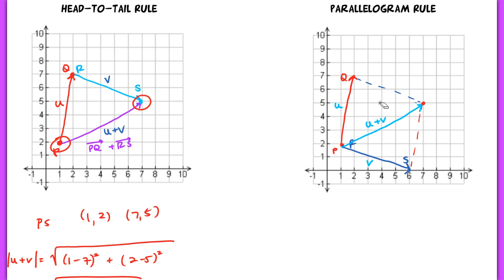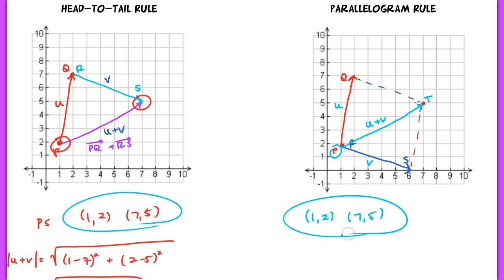Now, if we are going to calculate the magnitude of u plus v here, I would use the initial point P and the endpoint here. Let's call that T. I don't know why I'm calling it T, but I am. So I want to take points P and T. That's the coordinate (1, 2) and the coordinate (7, 5). And lo and behold, it's the exact same coordinates. So I already know that the magnitude of u plus v, let's denote it again with those bars, ends up being 3 root 5. So as you can see, if we use the head-to-tail rule or the parallelogram rule, we end up with the exact same resultant.